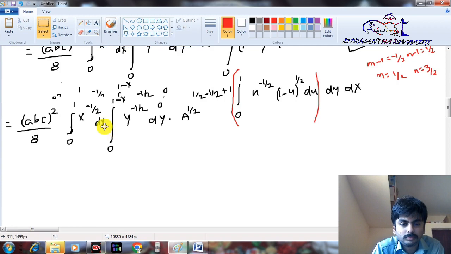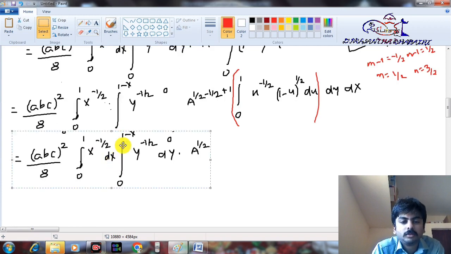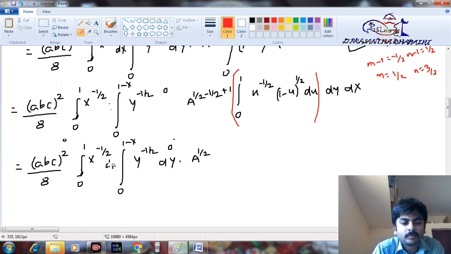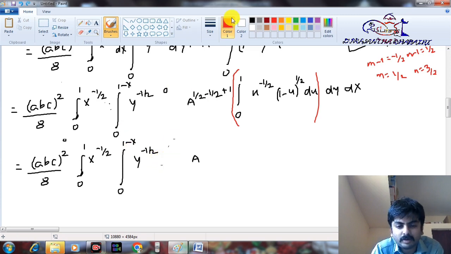So we are having x power minus 1 by 2 into y power minus 1 by 2 into a power 1, that is only a we will have, a into beta of m comma n, that is 1 by 2 comma 3 by 2, into dy dx.